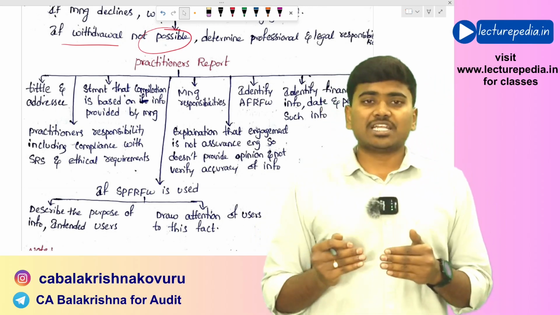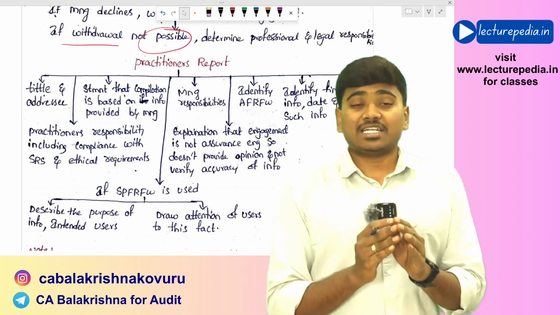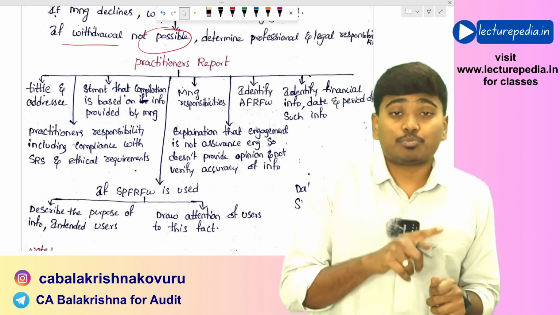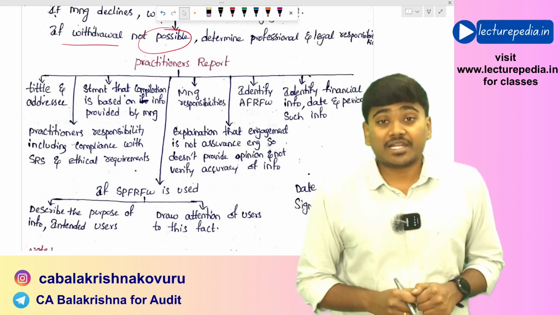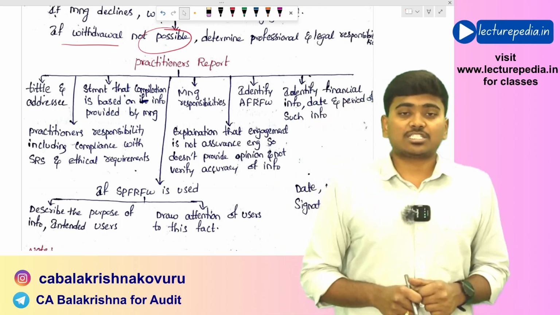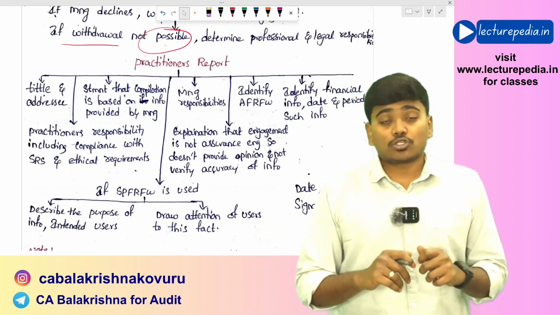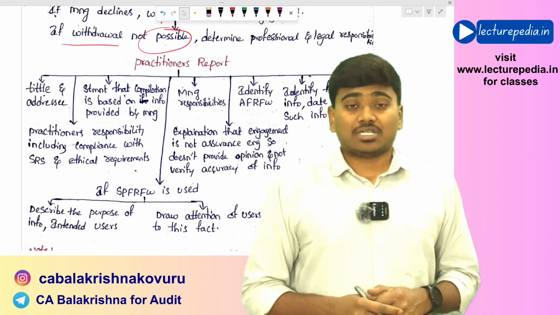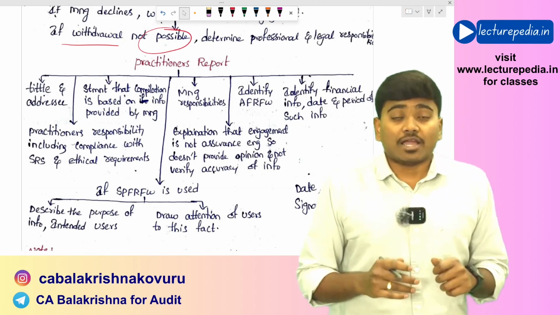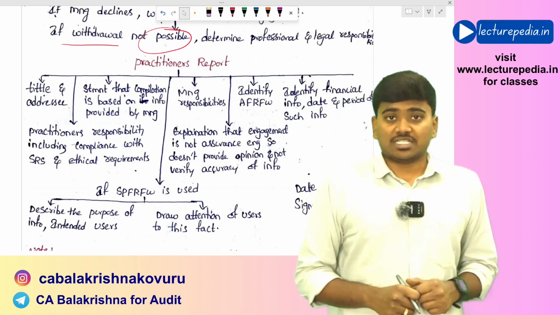First of all, any report will have a title and addressee. After that, you need to identify that this financial information has been compiled based on the information provided by the management, and you should also identify the applicable financial reporting framework as per which this compilation has been conducted. You should also identify the responsibilities of the practitioner, and identify in the report that this engagement is not an assurance engagement, so I will not be providing any assurance. And you should also identify management responsibilities.